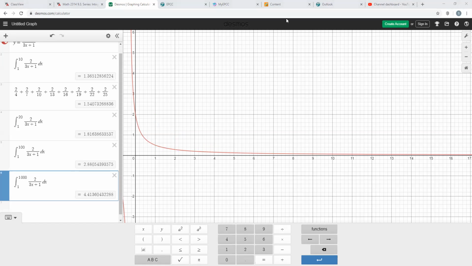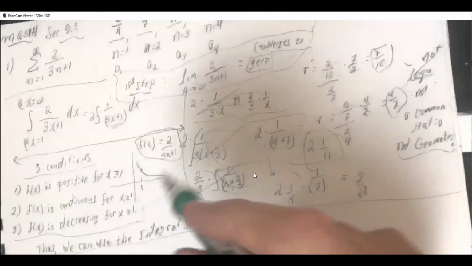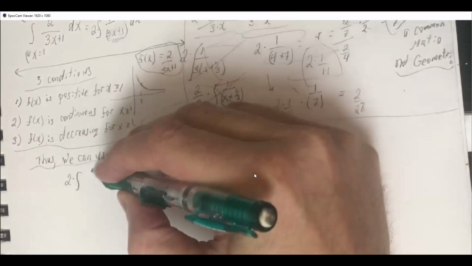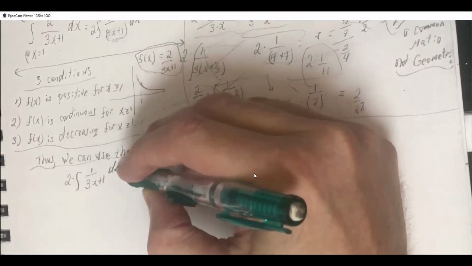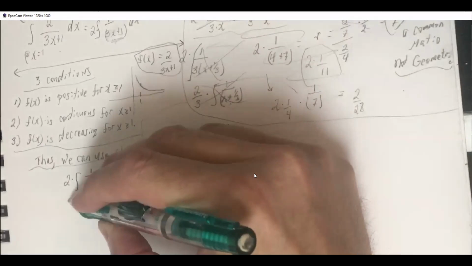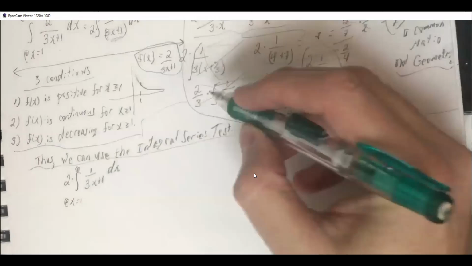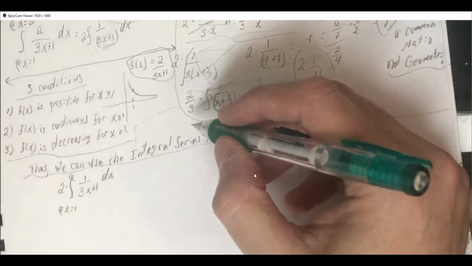So now we go to our paper. You already said you think it's going to go to infinity, so okay. Now we're going to work on the actual integral, pulling out the 2, 1 over 3x plus 1. And this is from x equals 1 to infinity. That's what makes it improper, which means it could converge or diverge.